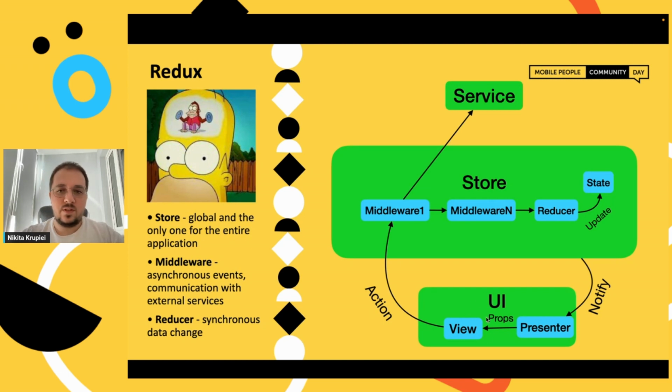So in this diagram, we can see that when something happens, the action is sent to the store. It comes to the first middleware, to the second, third, etc. After that, it comes to the reducer. The reducer updates the state, and the store notifies the presenter that the state was updated. The presenter transforms the state into props, passes them to the UI, and the UI updates itself with these new props.